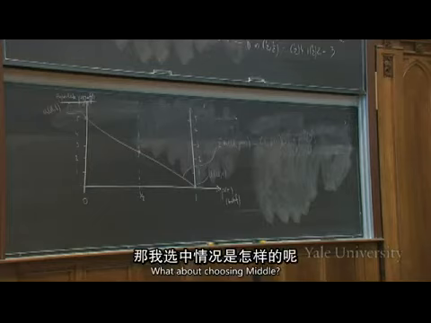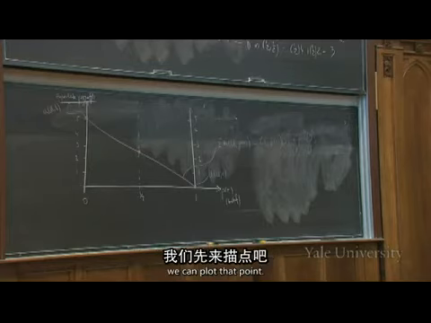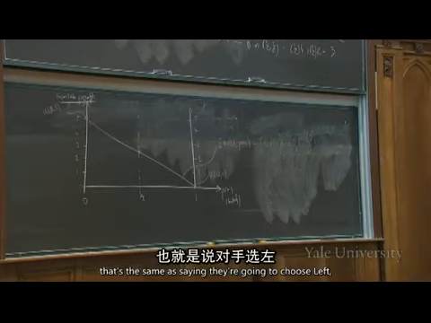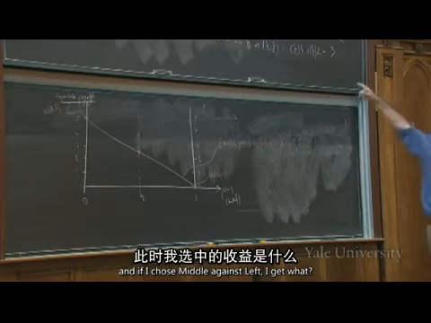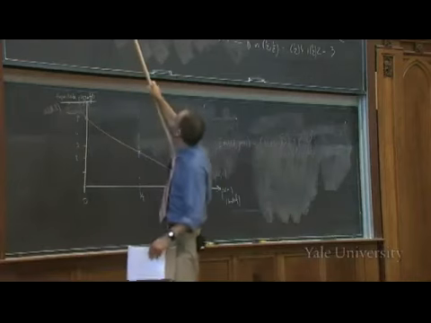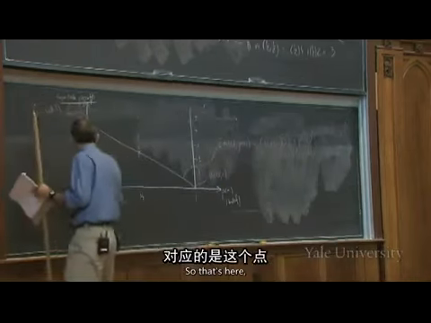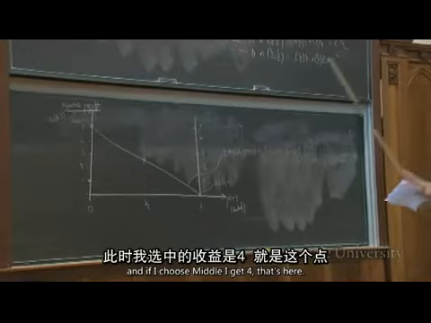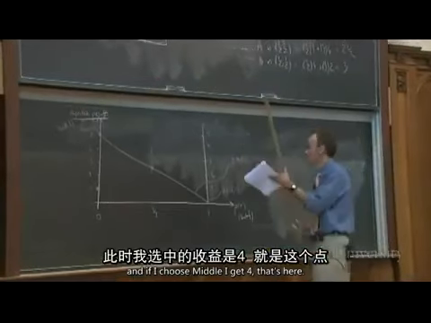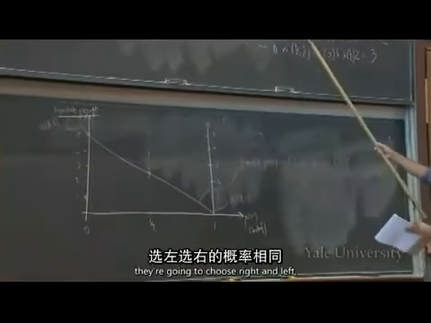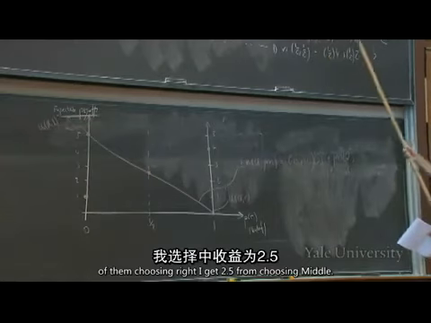What about choosing middle? Once again, we can plot that point. If the other person is choosing right with probability 0, that's the same as saying they're going to choose left. And if I choose middle against left, I get 1. So that's here. If I knew they were choosing right for sure, probability 1, and I choose middle, I get 4. That's here. And we've already agreed that if it's equally likely they choose right and left, with probability 1/2 of them choosing right, I get 2.5 from choosing middle.